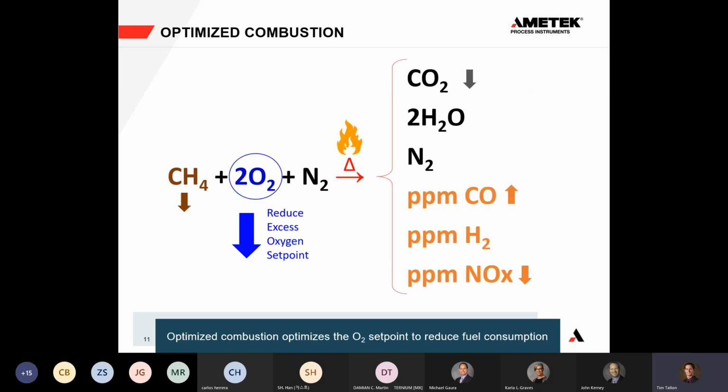So when you think about optimized combustion, the goal is to reduce the amount of excess oxygen that you set your heater or boiler or thermal oxidizer to measure. By doing that, you reduce the amount of fuel needed to burn the excess oxygen. Because by reducing your oxygen set point, you have a ripple effect of reducing the amount of fuel required, reducing your carbon dioxide emissions, and reducing some of your other ppm level emissions.